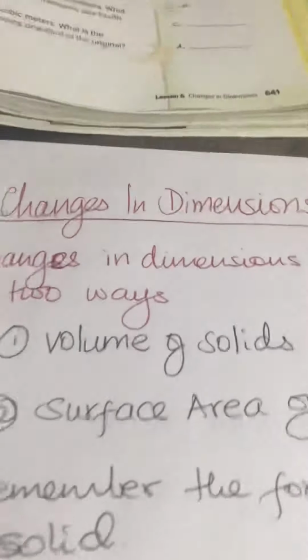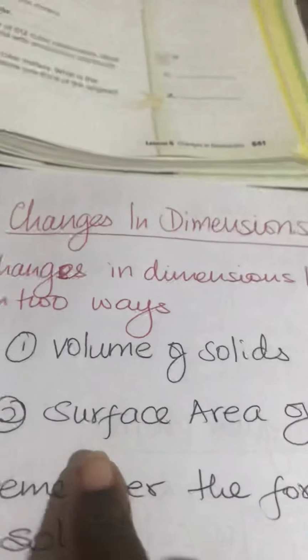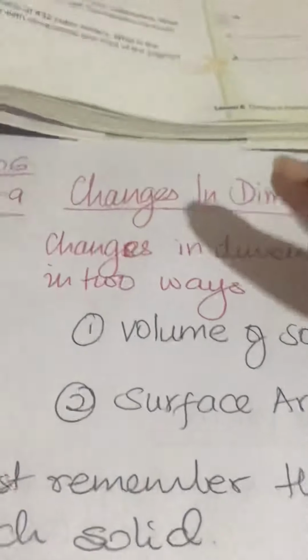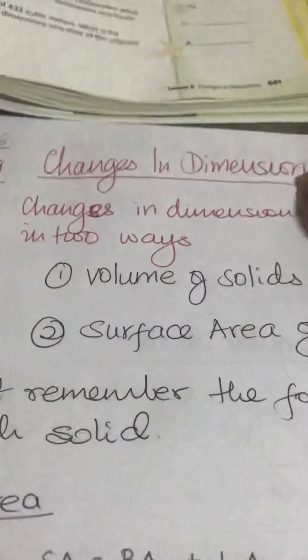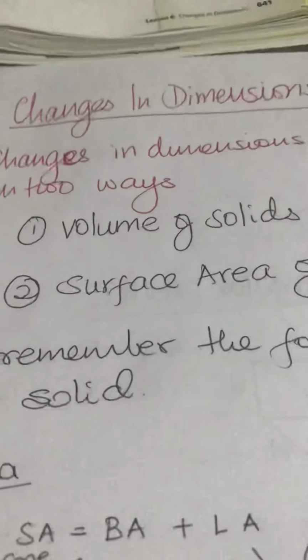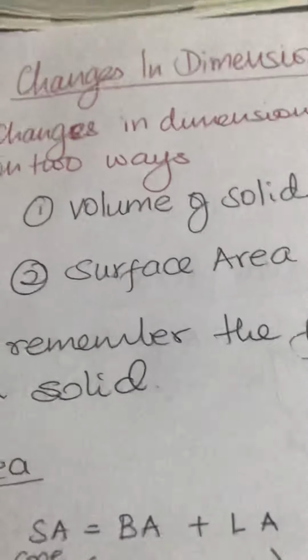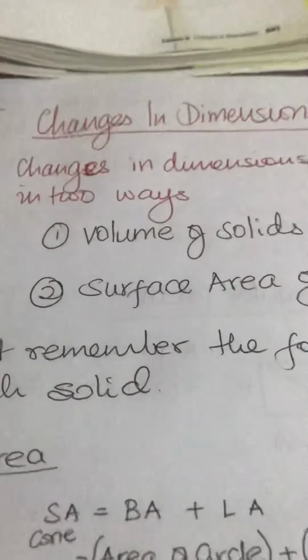Okay? Now, in this lesson for changes in dimensions, we need to remember our formulas for volume and our formulas for surface area for our three-dimensional shapes. So, when we are dealing with changes in dimension in lesson 6, we will be referring to the different formulas for volume and surface area if the question did not give us the volume and the surface area. If the question gave us, then the formula for finding the volume is not important.